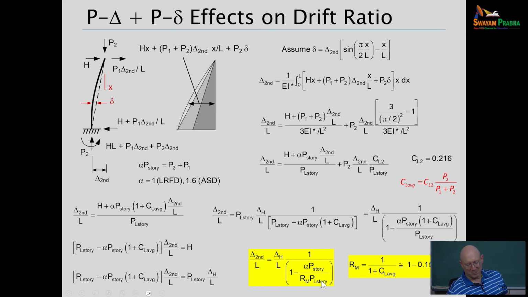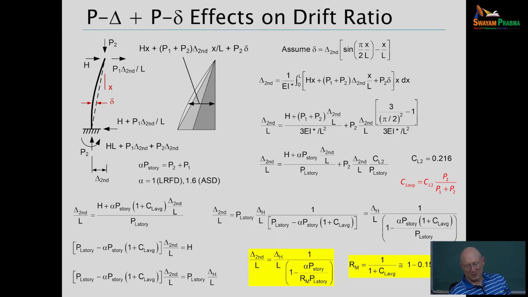So RM multiplies PL story. And now RM, well, what can we write for RM? Here we make a very broad approximation in the AISC standard that RM we can generally write as a function of what's the total load on moment frame columns. So in this example, the cantilever was a moment frame column because it's bending under lateral load or lateral displacement. The leaning column was not. That's a leaning column or a gravity column.